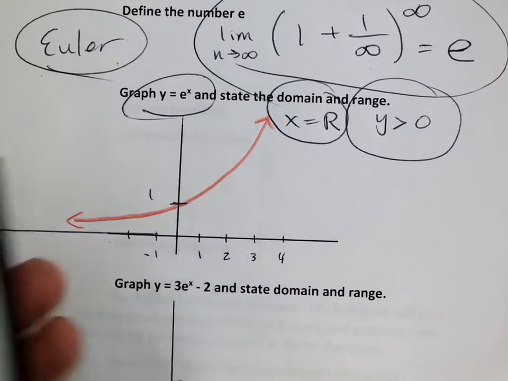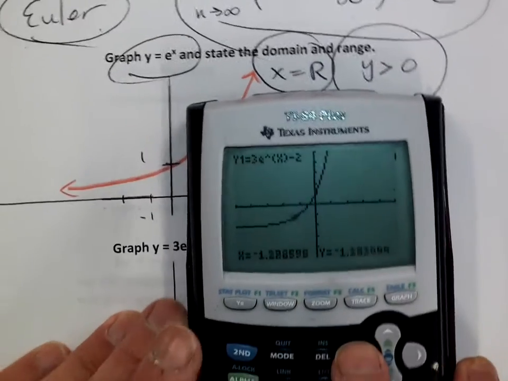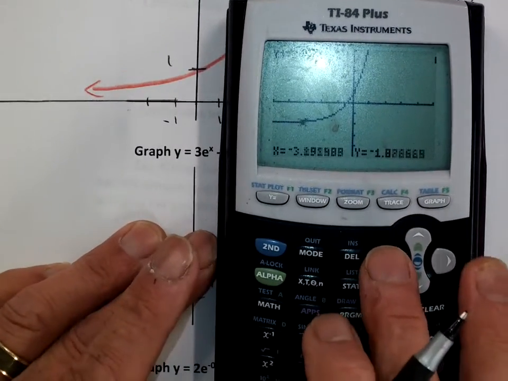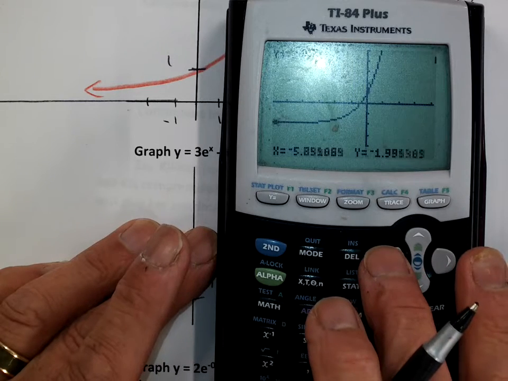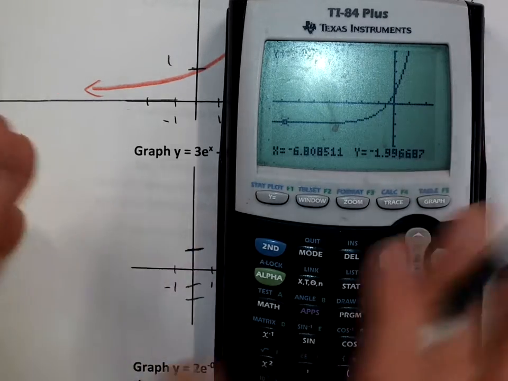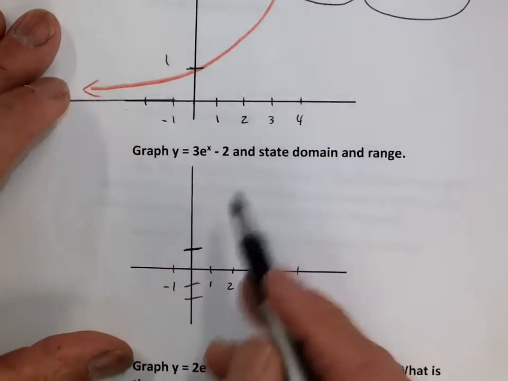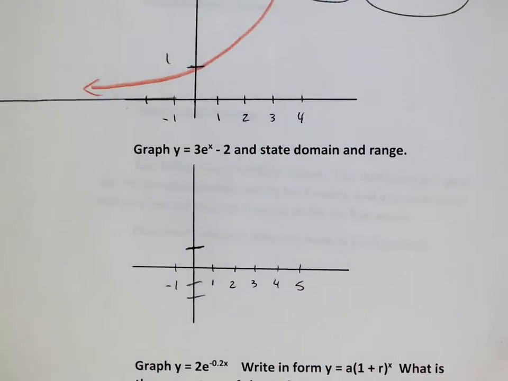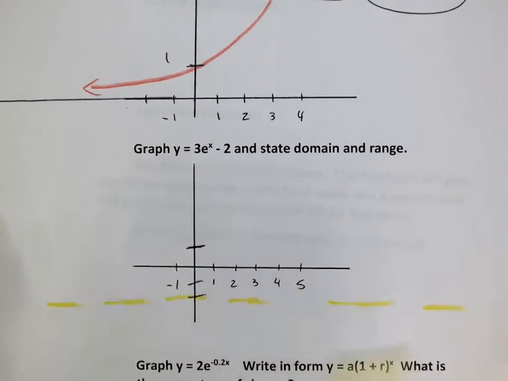Okay, if I use my trace button on my calculator, now watch this. It is getting closer and closer and closer to what? The y values are getting closer and closer to -2, okay? So that means we drop the whole thing down 2 because of the -2. So we're going to put a thing called the horizontal asymptote. Okay, I'm going to put an imaginary line right here. This is called a horizontal asymptote, okay?